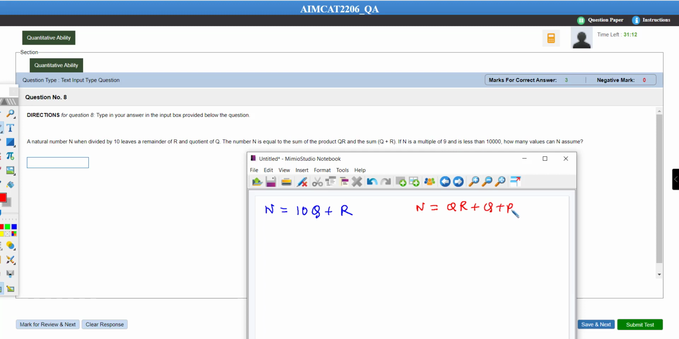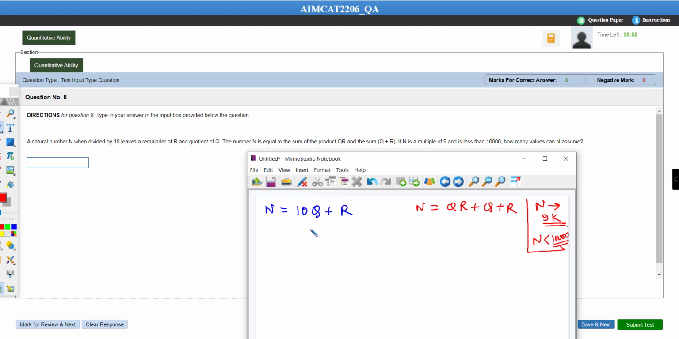And then n is a multiple of 9, and n is less than 10,000. This looks lengthy. I think we should ignore it, or no problem, we'll solve this. Look here, let's solve this.